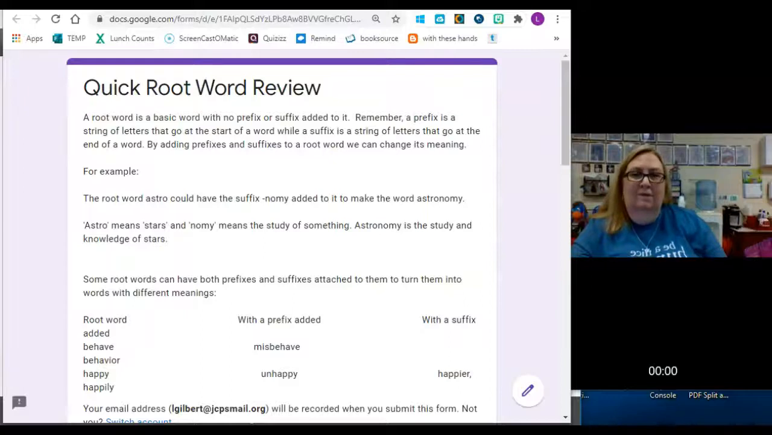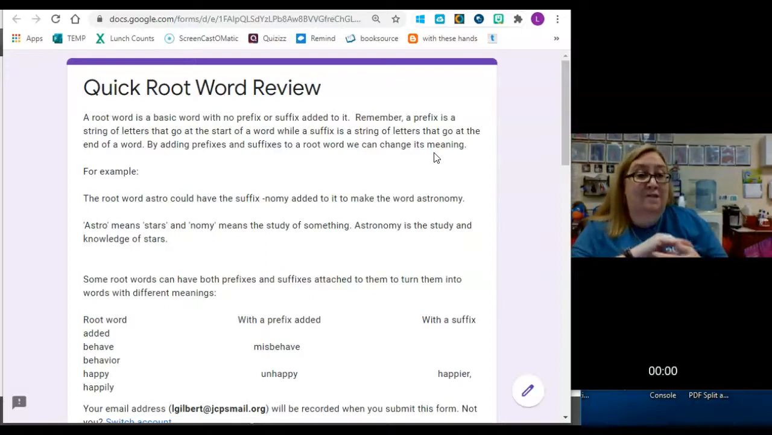But root words are super important too. So let's look at those. I want to look at the root words by looking at the assignment you're actually going to do in just a minute. So just as a review, a root word is a basic word, no prefix, no suffix. A prefix is the string of letters that go at the start of the word, while a suffix is a string of letters that go at the end of the word. By adding prefixes and suffixes to a root word, we can change its meaning. That's how we went from fearful to fearless, or careful to careless.